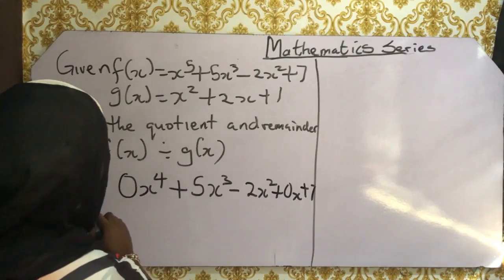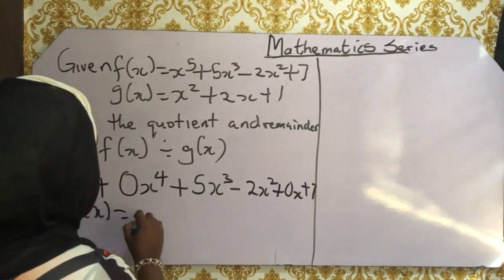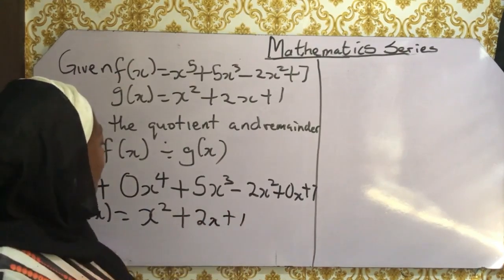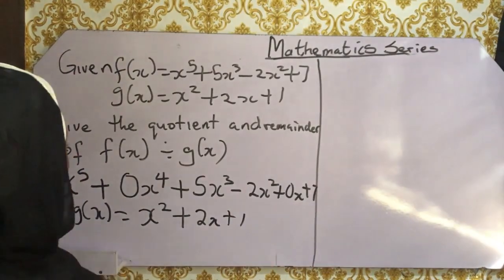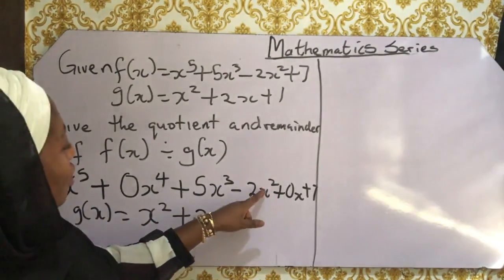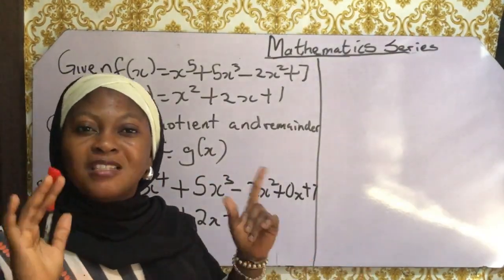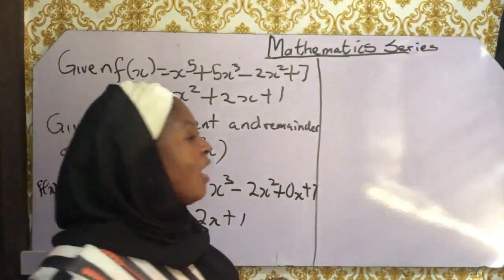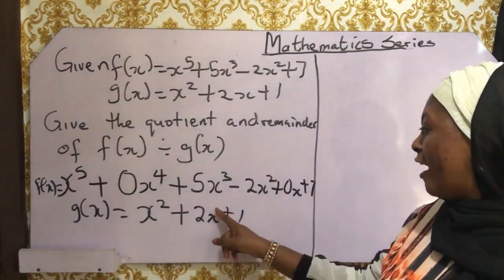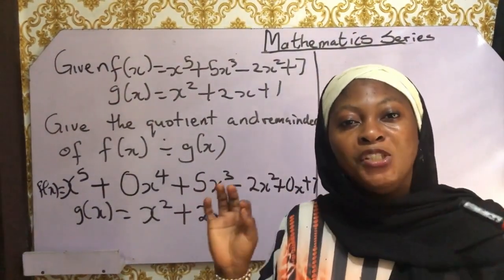And this is f of x, and here we have g of x is equal to x to the power of 2 plus 2x plus 1. So you can see, in decreasing power of x, you have x to the power of 5, x to the power of 4, x to the power of 3, x to the power of 2, x to the power of 1, and x to the power of 0, because x to the power of 0 is simply 1. 1 times 7 gives 7. And likewise, for g of x, the question is already arranged. You have x to the power of 2, x to the power of 1, and x to the power of 0.